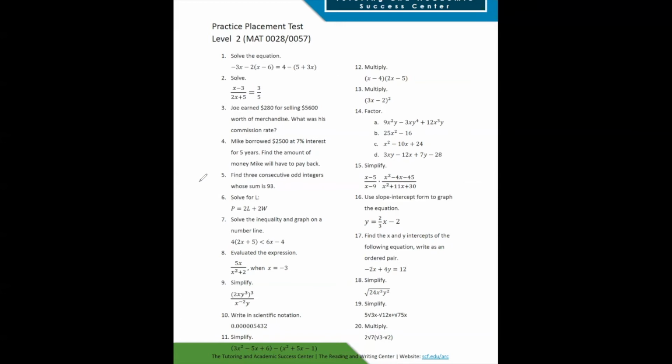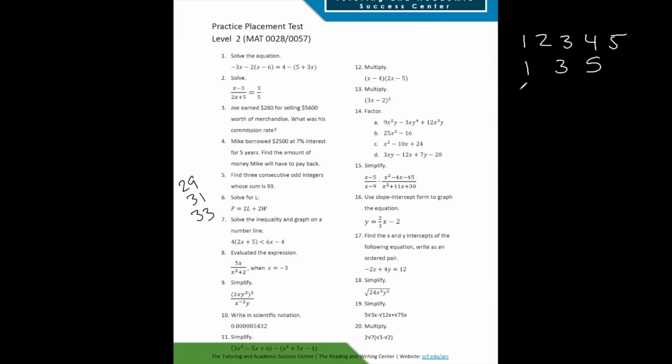Find 3 consecutive odd integers whose sum is 93. Those 3 integers are going to be 29, 31, and 33. To set this up, first off, we need 3 consecutive odd integers. Well, consecutive means one right after the other, like 1, 2, 3, 4, and 5. But if you're looking for consecutive odd integers, that would be 1, 3, and 5.